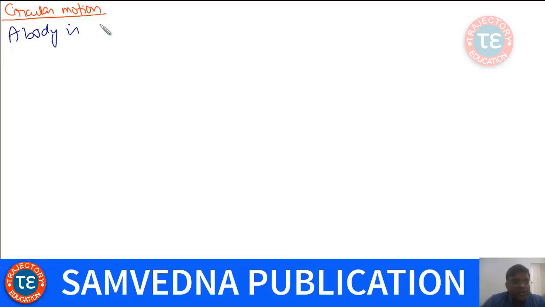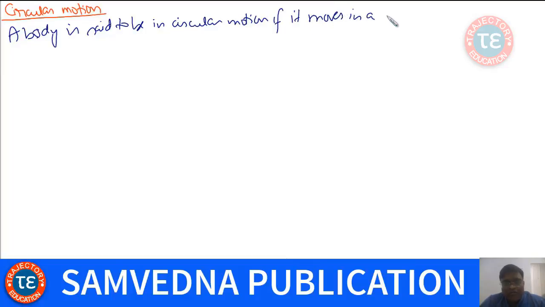The body is said to be in circular motion if it moves in a circular path, right? That's a very simple definition. When a body moves in a circular path, we say it is moving in a circular motion.